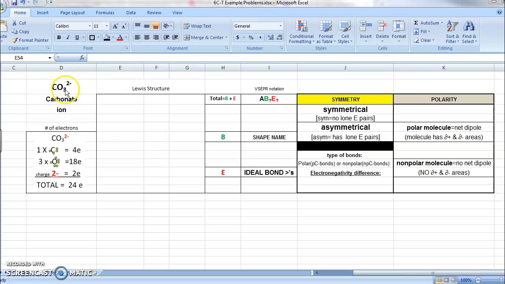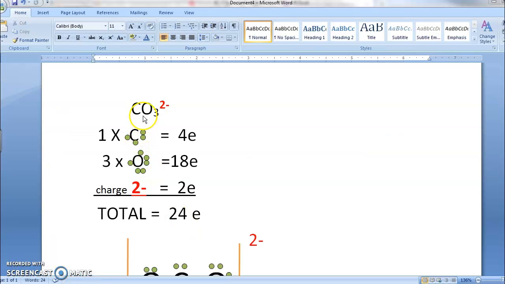First thing, we have to draw it. In order to draw it, I have to figure out the total number of electrons. Carbon is in family 4. This molecule has 1 carbon in it with 4 electrons. There are 3 oxygens, each with 6 electrons for 18. And this is a molecule that has acquired a 2- charge.